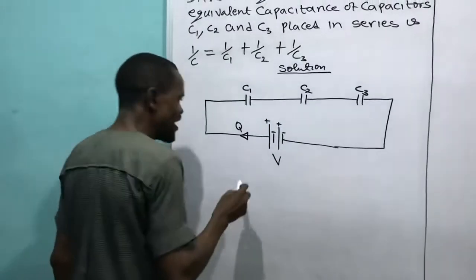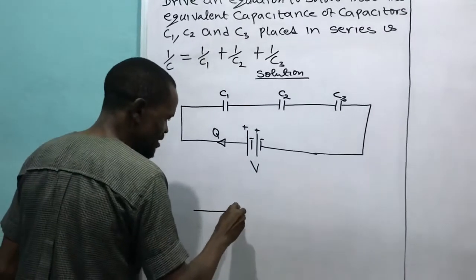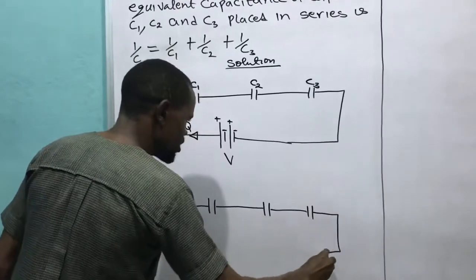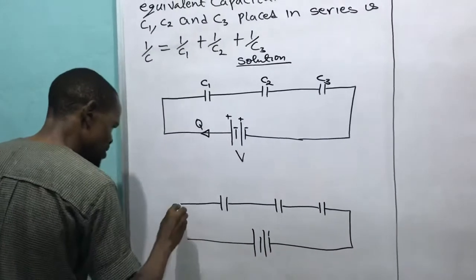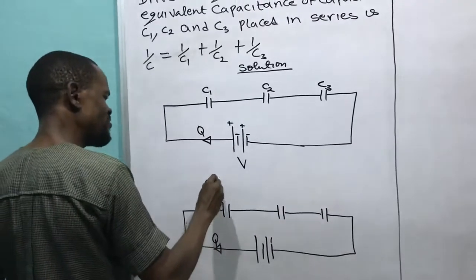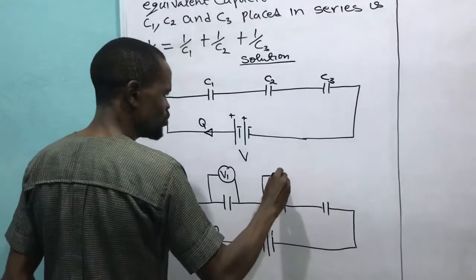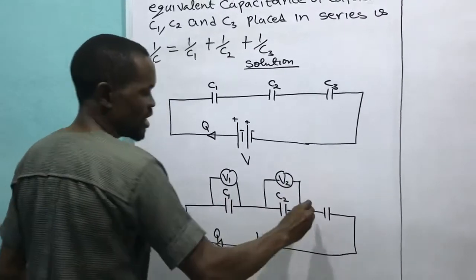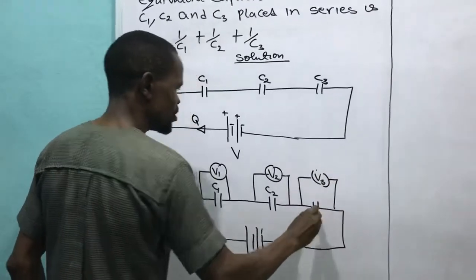Then, again, let us look at the voltage across them. I want to test the voltage across them. Look at the diagram. There is a Q. V1 is the voltage across capacitor 1. V2 is the voltage across capacitor 2. And V3 is the voltage across capacitor 3.